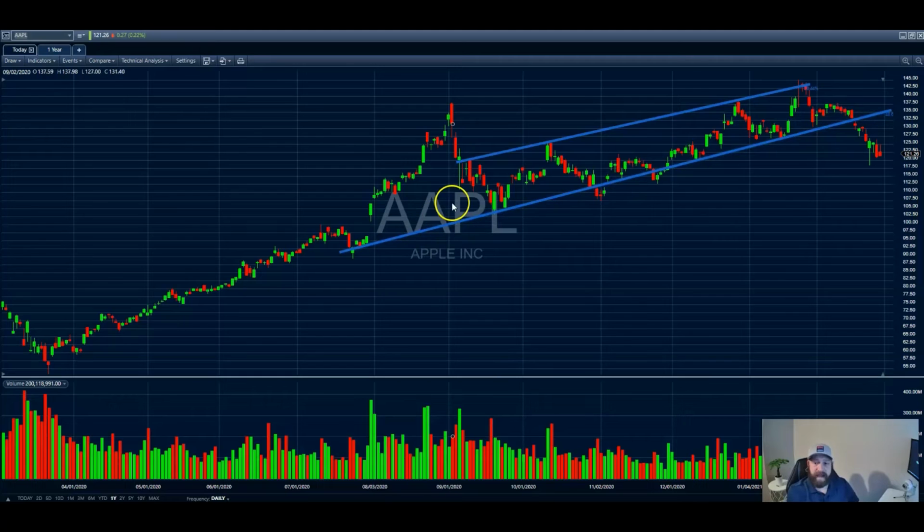Okay, so here is Apple. Now this is a channel. All the examples that I have today are channels, but again, a channel that's rising and a wedge that's rising are both going to be the same exact thing. And this is actually a bearish chart setup, meaning that more times than not it is going to break to the downside. If you see it sloping up, it's most likely going to break down. If it is sloping down, it's most likely going to break up.